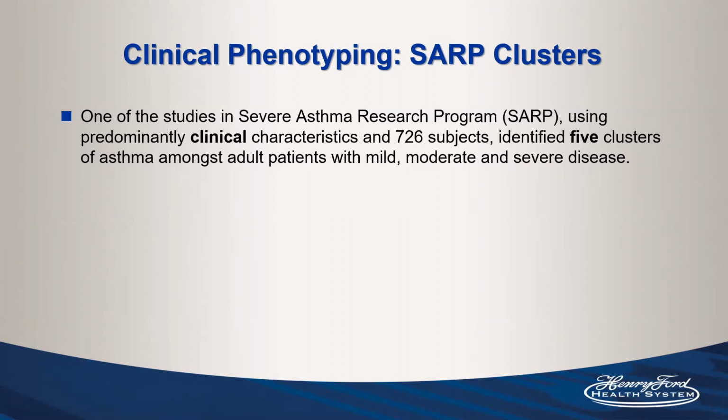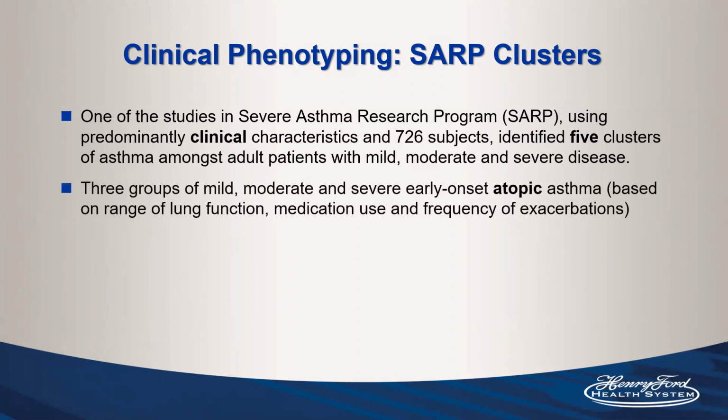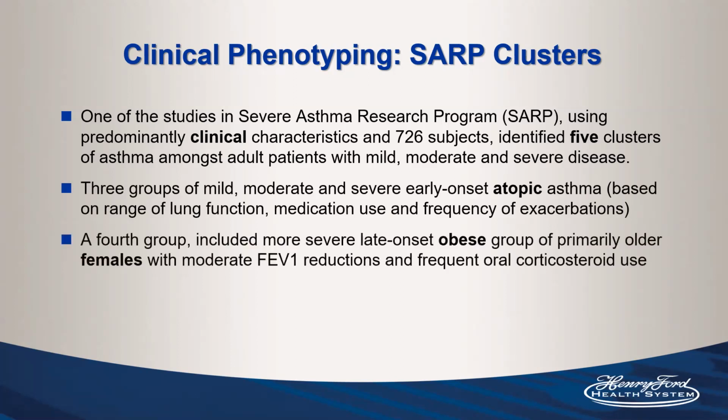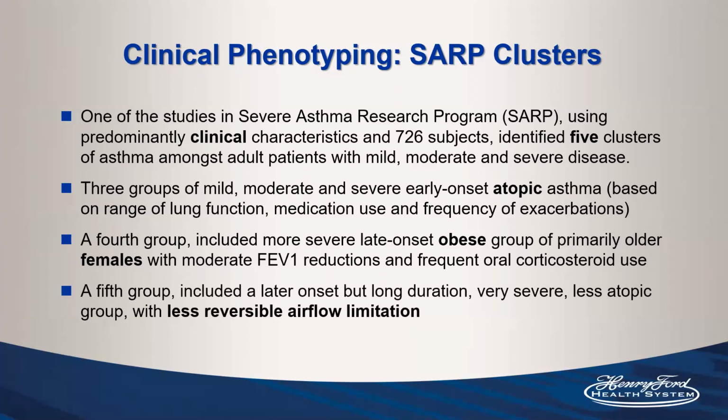After they got all that information, they tried to come up with clusters of patients that share similarities. They found three groups: mild, moderate, and severe atopic asthma. Then a 4th group that was mainly late onset, obese, tended to be female, with moderate FEV1 reduction and frequent corticosteroid use. And the 5th group had almost a fixed airflow obstruction and was very COPD-like.